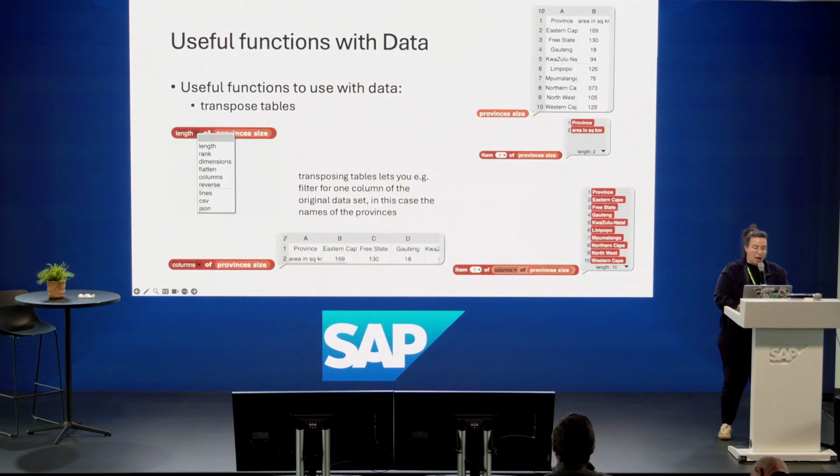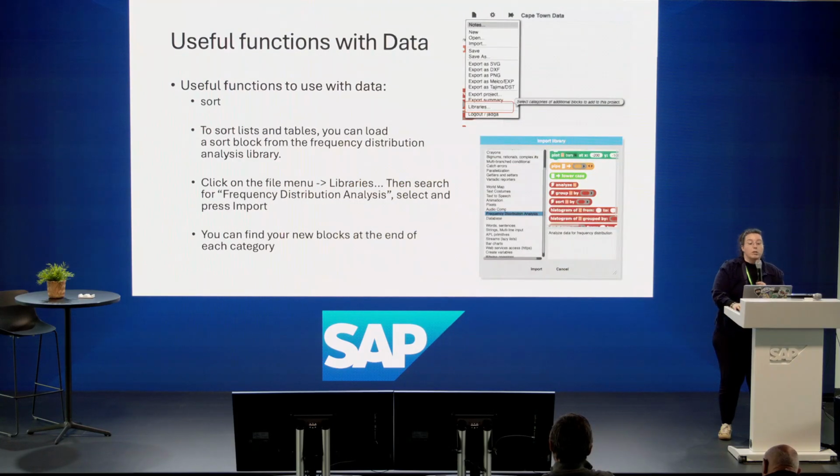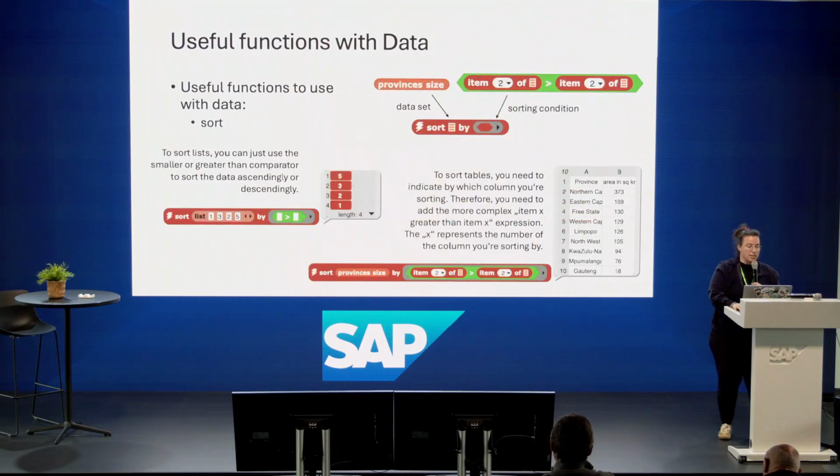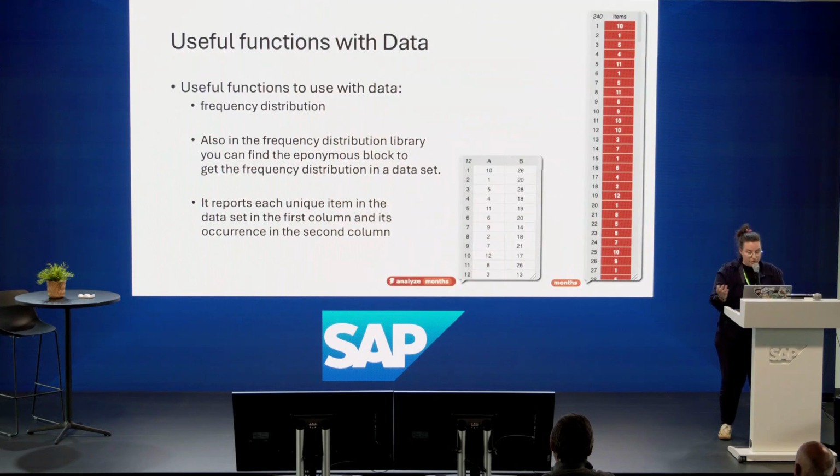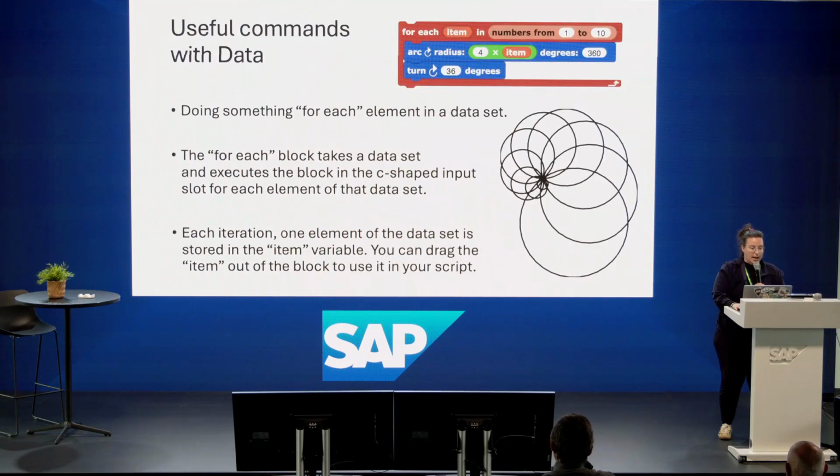You can transpose tables, you can pick items of a table, you can filter like for columns in a table, either by using the map block or by transposing them and then picking a specific item. You can load other libraries to work with data, like the frequency distribution analysis library. Then you can sort data, you can create frequency distributions. You can do stuff for each element in your data, for each item in your data.